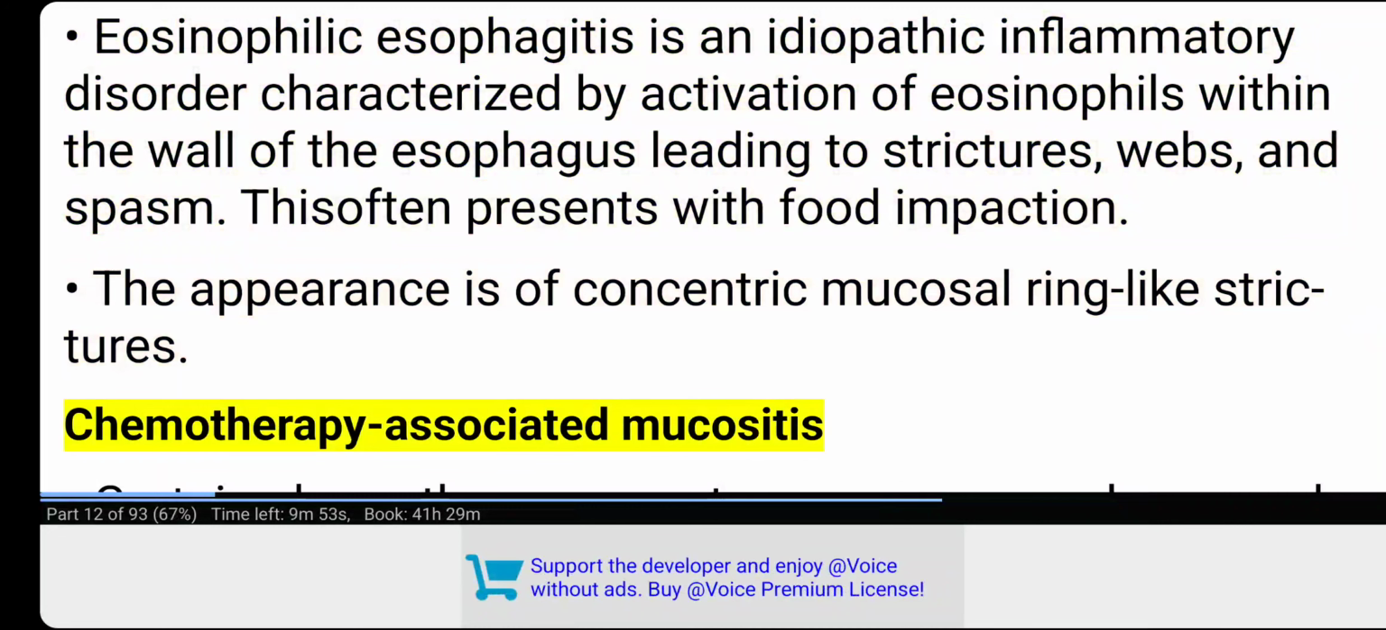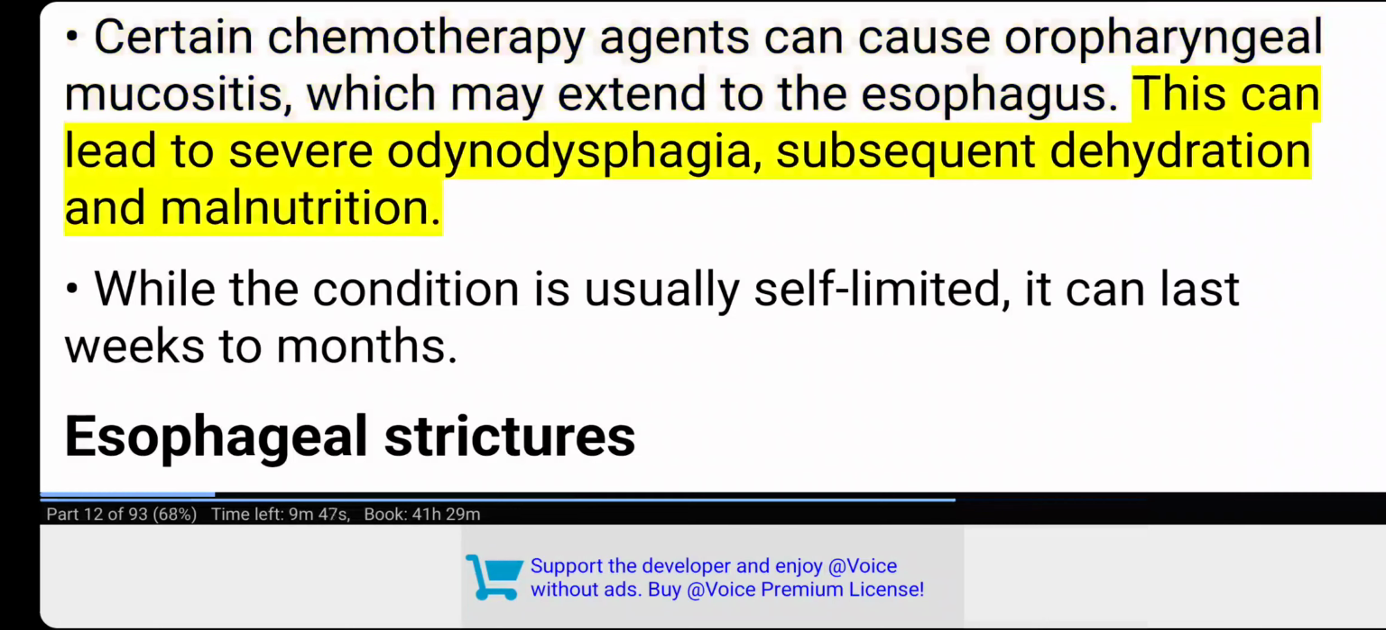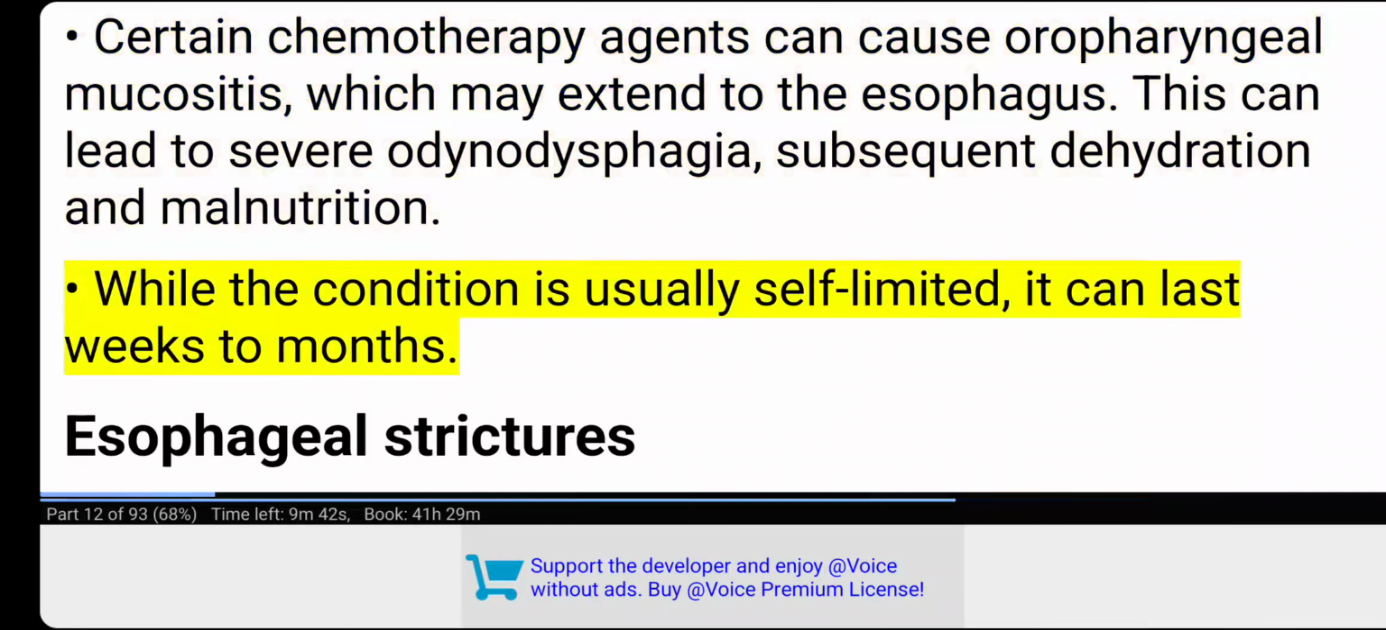Chemotherapy-associated mucositis. Certain chemotherapy agents can cause oropharyngeal mucositis, which may extend to the esophagus. This can lead to severe odynophagia, subsequent dehydration and malnutrition. While the condition is usually self-limited, it can last weeks to months.